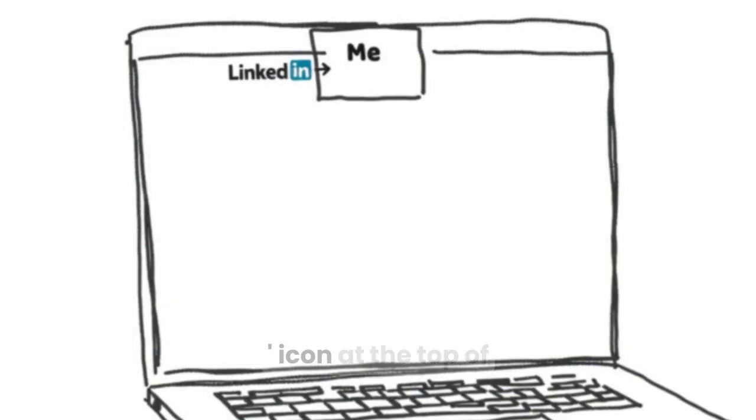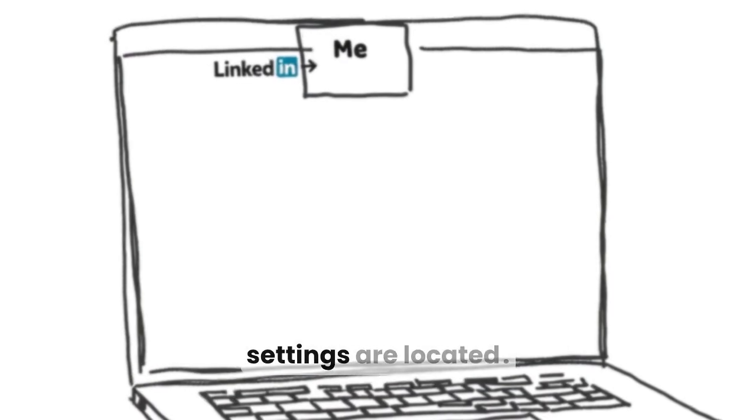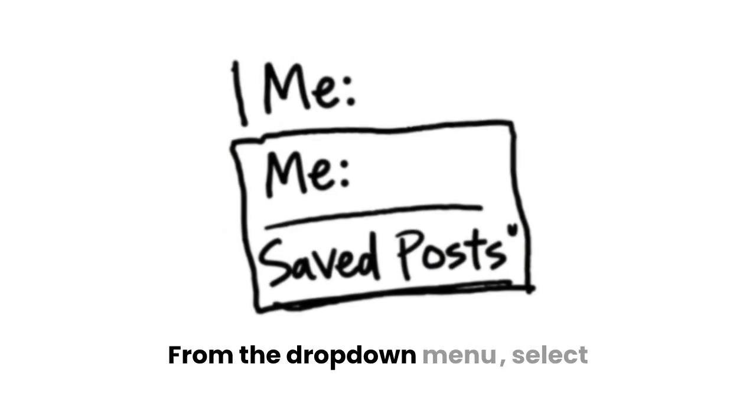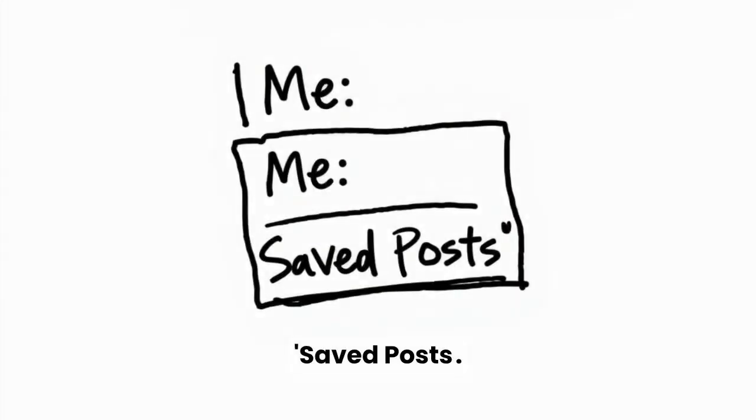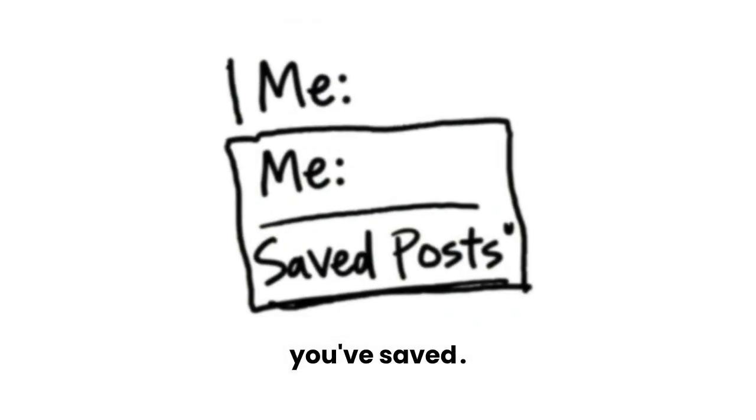Next, click on the Me icon at the top of the home page. This is where your personalized settings are located. From the drop-down menu, select Saved Posts. This will direct you to all the articles and updates you've saved.